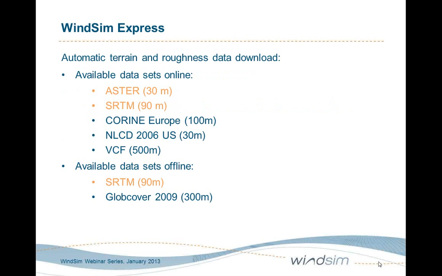Shortly a bit about the data sets which are implemented today. So the available data sets online are the ASTER data set and the SRTM. And then for the roughness we have the CORINE data set, the NLCD in the US, and then the VCD in the whole world. In case you have to work offline, which can happen sometimes, then we can provide you the SRTM dataset in a 90 meter resolution for the terrain, and we can give you the GlobCover dataset for the roughness in a 300 meter resolution.